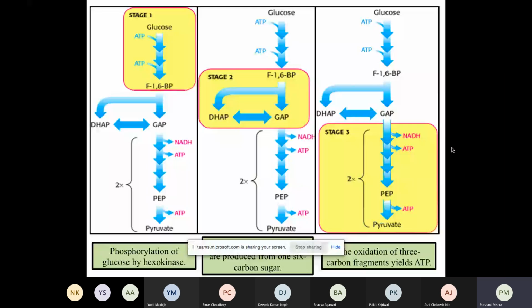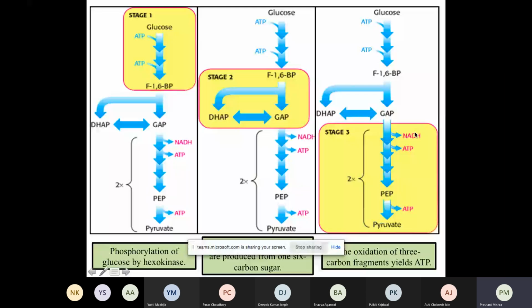But here, let us look at this. In stage 1, you have consumed 2 ATP. In stage 3, you have produced 2 ATP. But ultimately, because at this stage you have 2 molecules of 3-carbon compound produced from glucose, stage 3 is occurring twice. So at the end of glycolysis, from 1 molecule of glucose, you will get 2 molecules of pyruvate, 4 molecules of ATP, and 2 molecules of NADH.